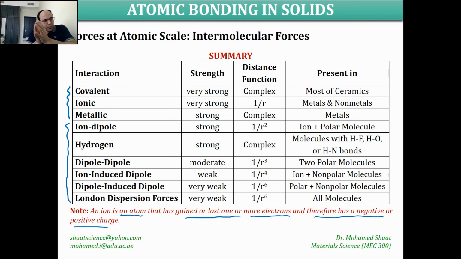This charge could be positive in case the atom releases electrons, or if the atom attracts electrons, it will be more negative because it gains more negative charge by adding more electrons to its orbits. So it becomes a negative ion. So the ion, simply, is an atom with a certain charge due to releasing or gaining more electrons from the other atoms.